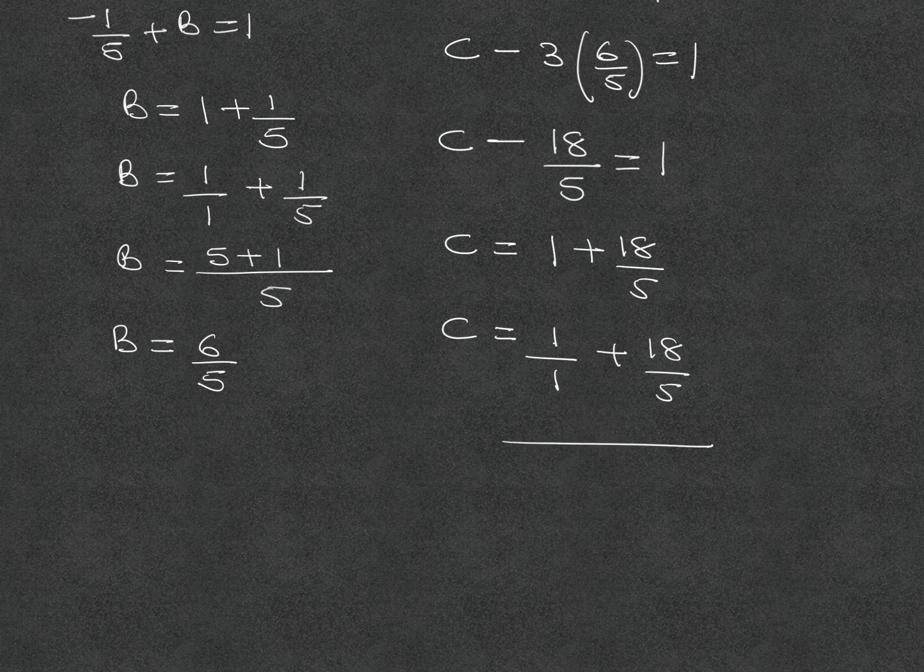Then we find the LCM, and the LCM will be 5. So 1 into 5 is 5 times 1 is 5, plus 5 into 5 is 1 times 1 times 18 is 18. So c is equal to 5 plus 18, which is 23 all over 5. Okay, so c is 23 over 5. Now we know a, we know b, we know c.